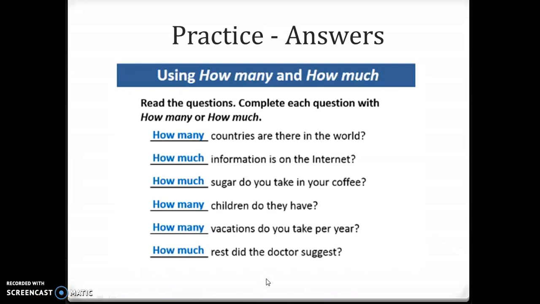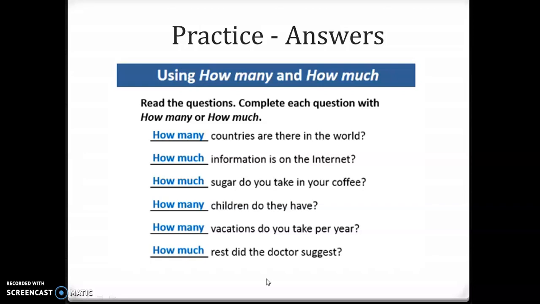Here are the answers. How many countries are there in the world? Here, countries is plural, therefore how many must be used. How much information is on the internet? How much sugar do you take in your coffee? How many children do they have? How many vacations do you take per year? How much rest did the doctor suggest?